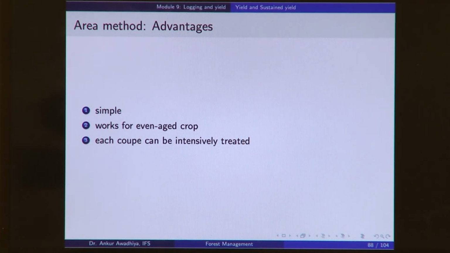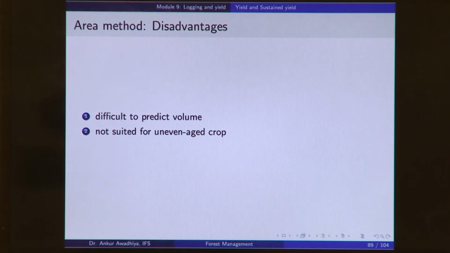However, this method has disadvantages. One, it is difficult to predict the volume, because nowhere have we talked about volume. So, if the landowner were to ask you what is the amount of timber that I will be getting every year, we can't say. What is the amount of revenue that I will be generating every year? Well, we can't say.